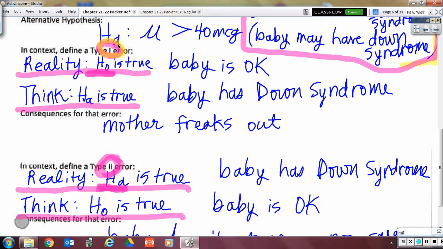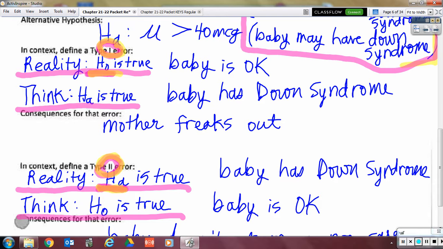For a type 1 error, the reality is HO is true. Type 2, the HA is true. Okay, and then you know the others that way. Okay, I will keep this up here.